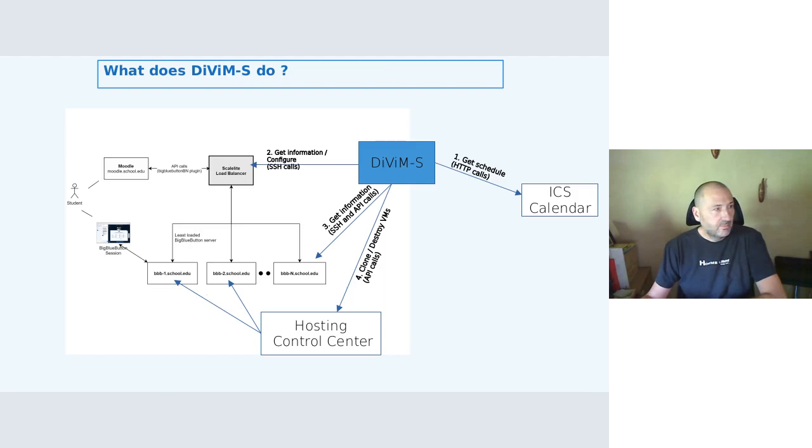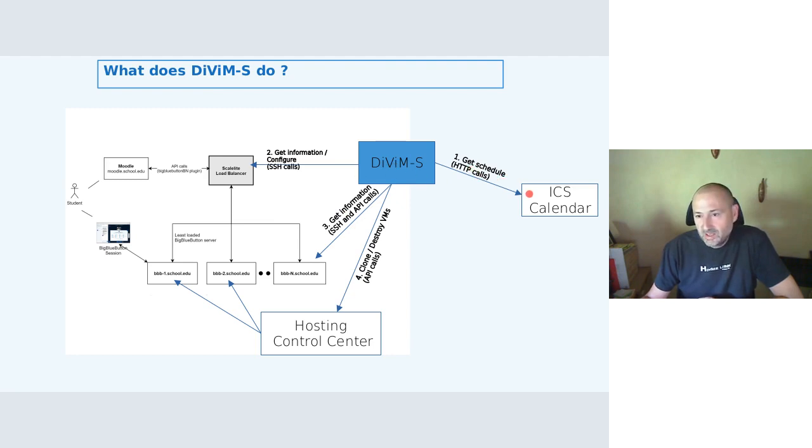This is the same diagram, but I added Divim-S. So Divim-S is an application that runs on a separate server. And Divim-S automatically performs actions that are normally done manually by an administrator, or not done at all because you don't have time to. So Divim-S continuously adapts the number of BigBlueButton servers in the pool to the observed load. In detail, Divim-S performs 4 tasks.